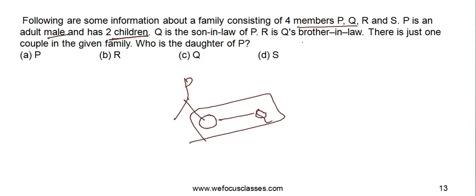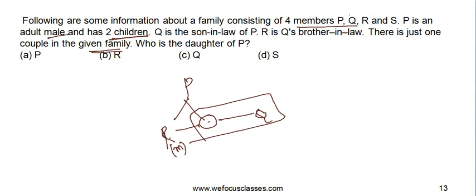R is Q's brother-in-law. So there is a person, R is Q's brother-in-law. Who is the brother-in-law? Wife's. So this particular dot we are putting is the wife of Q. So wife's brother is brother-in-law. So R is the brother. So he is the brother means he is one of P's children. So he is male person. And there is just one couple in the given family. So in the given family data, there is only one couple.